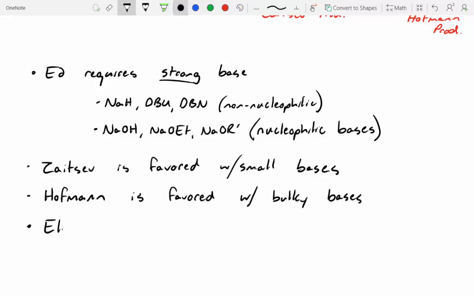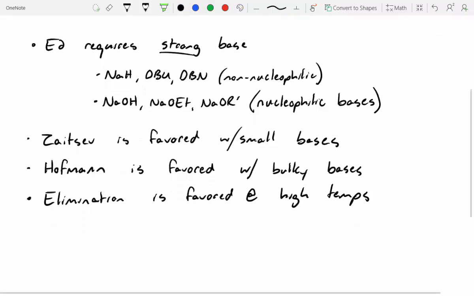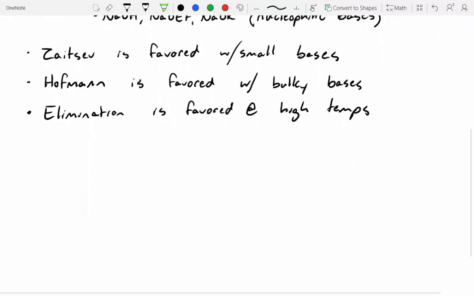Last thing we said was elimination is favored at high temps. Just like we saw in lab, you typically want to crank the heat up in order to drive that elimination reaction. The beta proton must be anticoplanar.